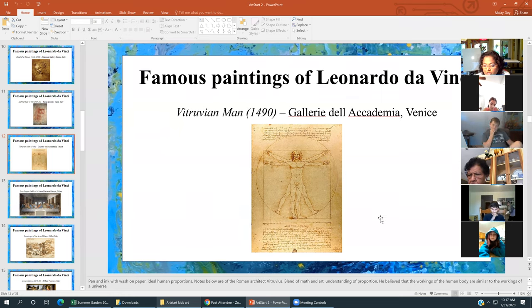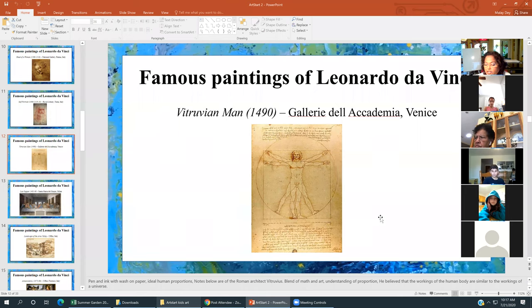And Leonardo da Vinci, he would blend math into art. So he thought that art also incorporated a lot of mathematics. And he always thought that the workings of a human body, how everything works in the human body, is so perfect, right? It's similar to the workings of the universe or the world we live in. You know how perfect the world is? Like in the sense that we have the spring, the summer, the fall, and it comes back year after year and it does its thing. So he thought and he said that man's body is exactly like that of the universe, okay?